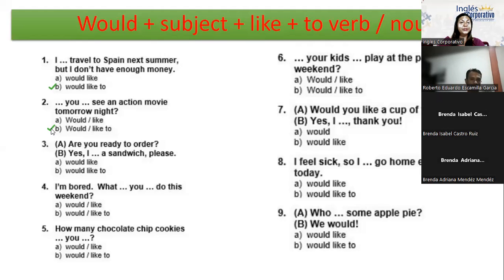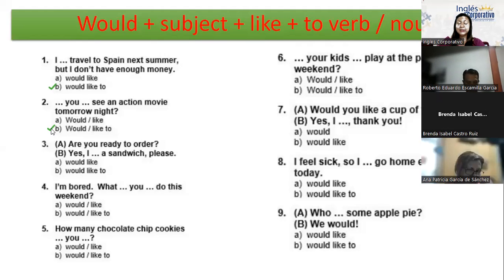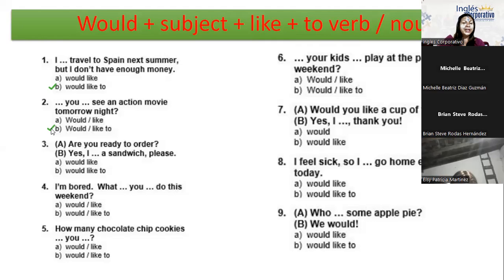Okay, are you ready to order? Yes, I would like a sandwich. Exactly. With two or without two? Without. Letter A. Yes. I would like a sandwich, please.